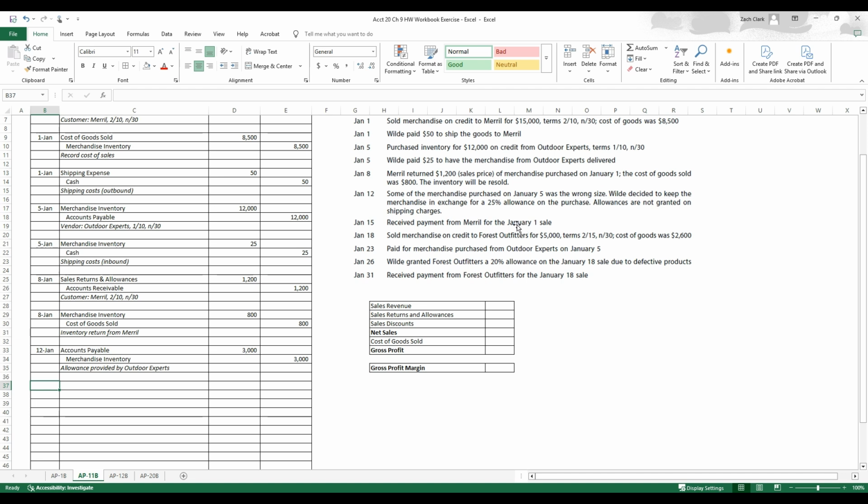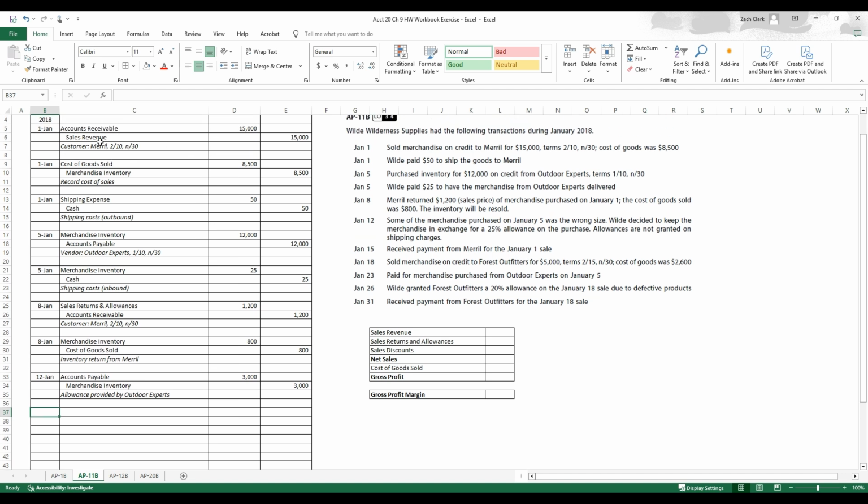Now we received payment from Merrill for the January 1st sale. So here's Merrill, right? We said Merrill, you can pay us 2% less if you pay us within 10 days. So by the 11th, right? But they're actually paying us on the 15th, I believe, right? Yep, received payment. So they don't get their discount because they took too long to pay us. So cash in and accounts receivable, just like we've always basically done. And we're going to say payment received from Merrill.